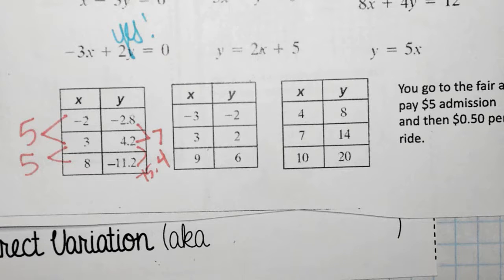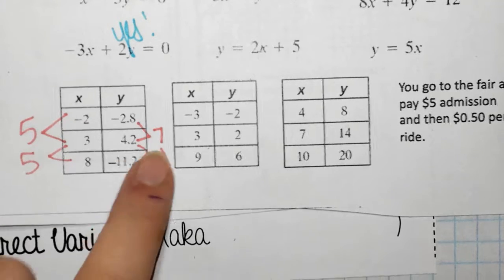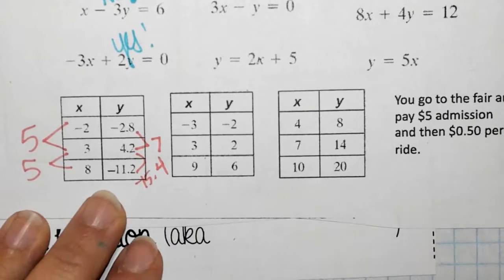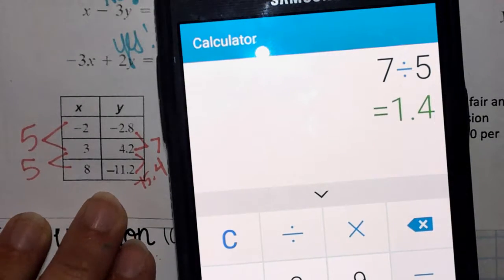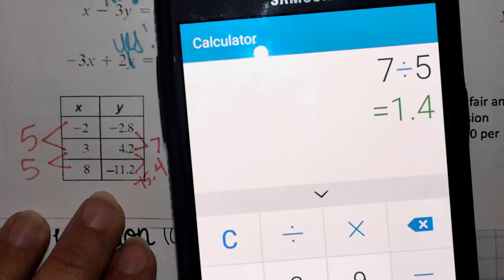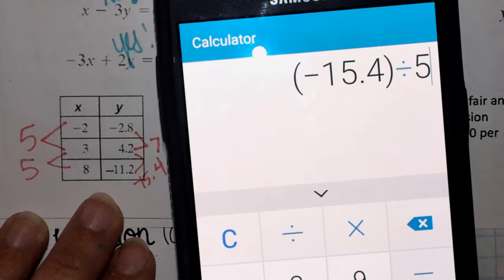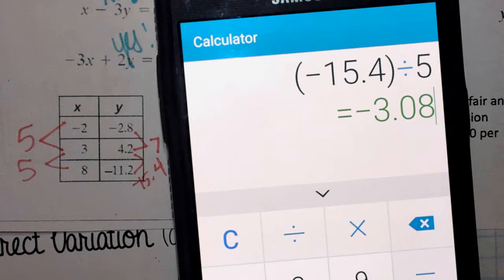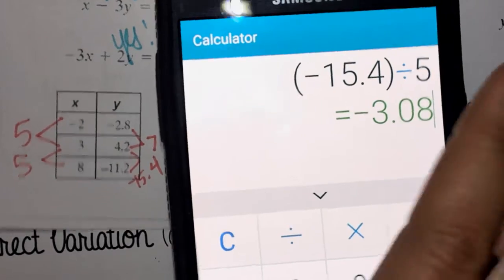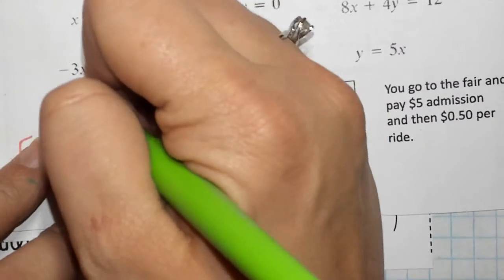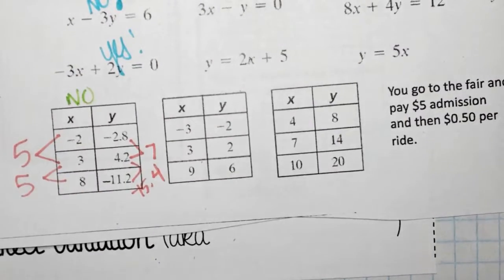Alright, so we have to subtract, then what do we have to do? Divide. So, 7 divided by 5 is 1.4. And then negative 15.4 divided by 5 is negative 3.8. Are those the same? No. Is this a direct variation? Remember, they have to be the same.